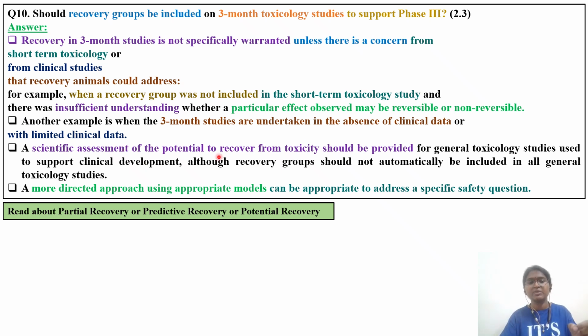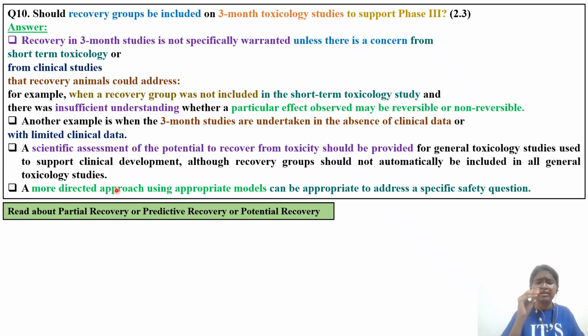A scientific assessment of the potential to recover from toxicity should be provided. As we discussed in the previous slide also, we need to understand the mechanism, the AOP pathway. For general toxicology studies used to support the clinical development, recovery groups should not automatically be included in all general toxicology studies. So the 3R principle is always important.